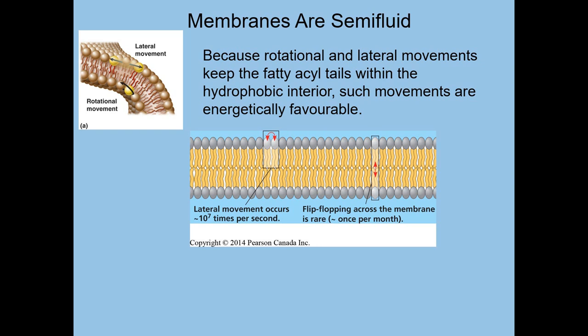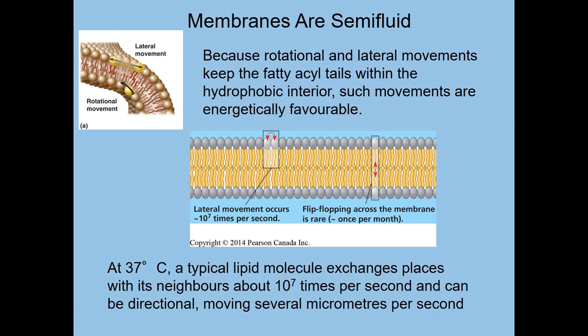In a fluid substance, molecules can move in 3 dimensions. By comparison, most lipids can move freely only in 2 dimensions, around their long axes and laterally within the membrane leaflet, because rotational and lateral movements keep the fatty acid tails within the hydrophobic interior. Such movements are energetically favorable. In fact, at 37 degrees, a typical lipid molecule exchanges places with its neighbors about 10 to the 7th times per second and can be directional, moving several micrometers per second.